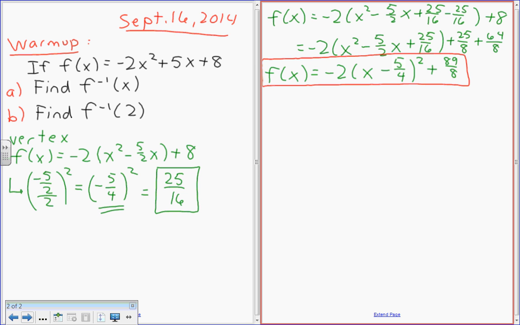Let's go to Sarah. Sarah, for f of x, what's the vertex, please? 5/4. Sorry, I missed you. Go ahead. 5 over 4 and? Okay, and we're opening upwards or downwards? Good.